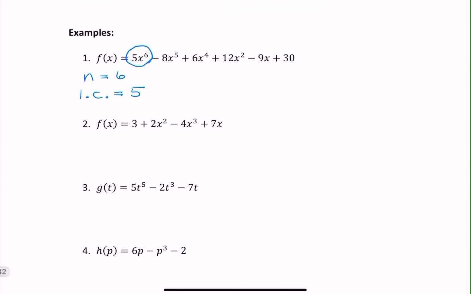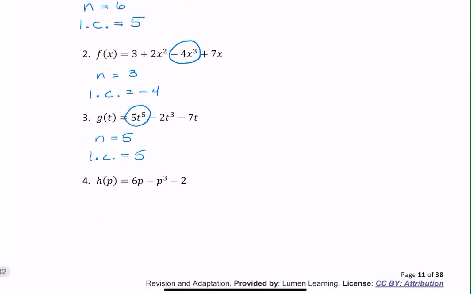Just be careful, they're not always in order. So make sure you find the biggest degree. That's your leading term. So our n here is 3, and our leading coefficient is -4. Here we've got n equals 5 and a leading coefficient of 5. And then the last one here, the p to the 3rd power is our highest power. So our n is going to be 3. Our leading coefficient is going to be -1.